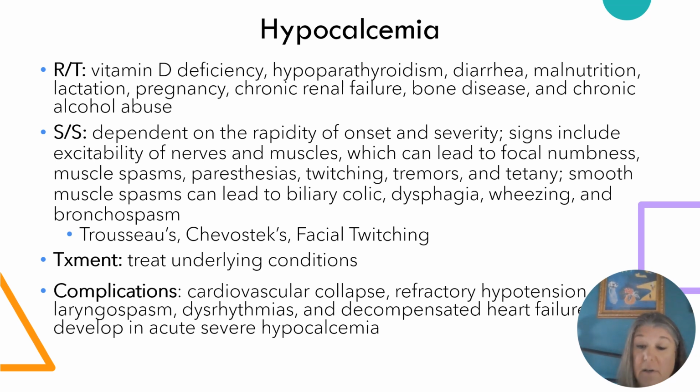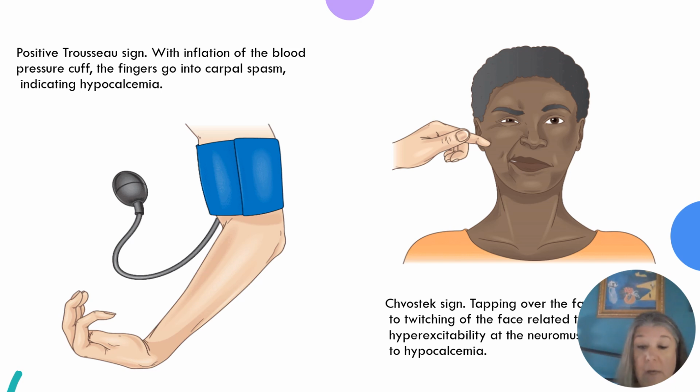So calcium keeps our muscles in check, all right? It keeps them from twitching and spasming out on us. So if we have too little calcium, it's no longer keeping our muscles in check. So we're going to see excitability of nerves and muscles. You may have areas of numbness, muscle spasms, twitching, tingling, tremors, tetany, smooth muscle spasms, right? You may have dysphagia, wheezing, and bronchospasms. And again, calcium keeps the muscles in check, and if we have too little calcium, muscles are just twitching, doing all the things.